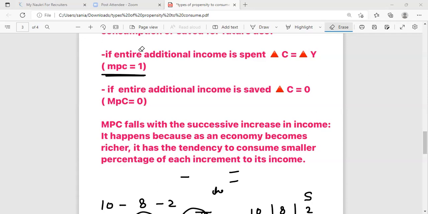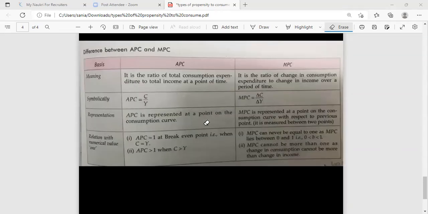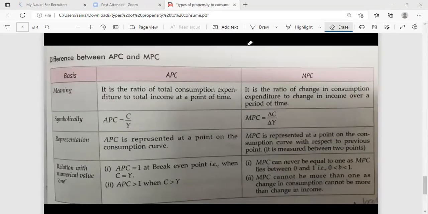Yes, teacher. Okay. Now, we are going to do the difference between APC and MPC. We have already covered both the things. So, ma'am, what is APC and what is MPC? APC is the ratio of total consumption expenditure toward the total income at a point of time. MPC is the ratio of change in consumption expenditure to the change in income over a period of time. Formula for APC and formula for MPC.